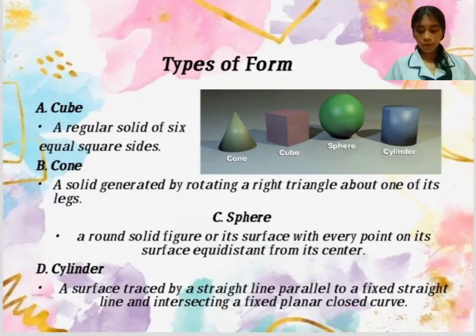Types of form. Cube, a regular solid of 6 equal square sides. Cylinder, a surface raised by a straight line moving parallel to a fixed straight line and intersecting a fixed planar object chord. Cone, a solid generated by rotating a right triangle about one of its legs. Sphere, a round solid figure or its surface with every point on its surface equidistant from its center.